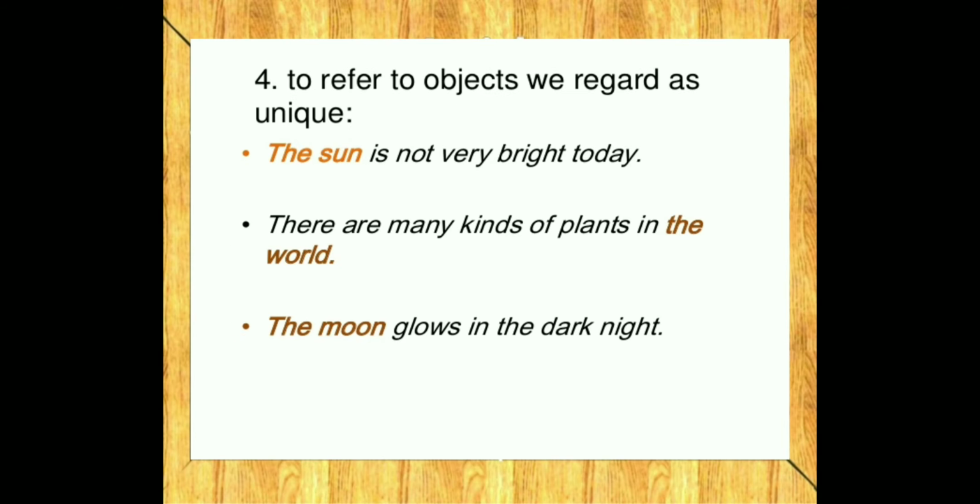The fourth case is where we need to refer to objects we regard as unique. For example, sun, world or moon. So here we will use the in front of sun, world and moon since they all are unique.